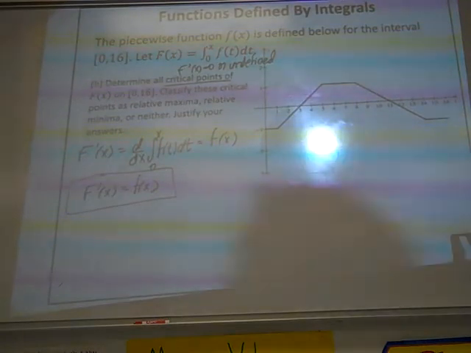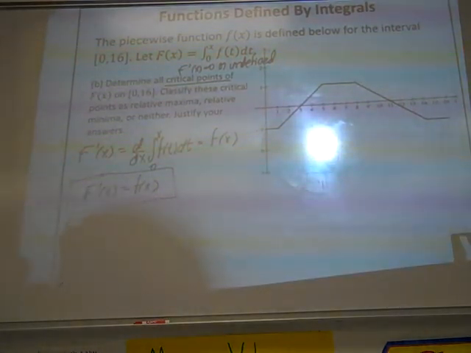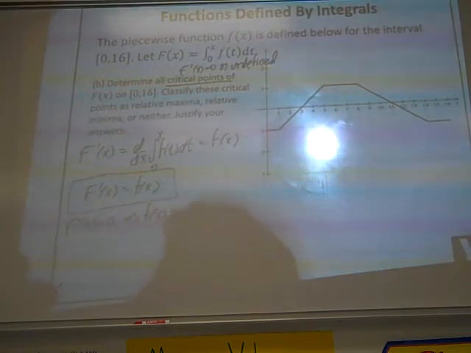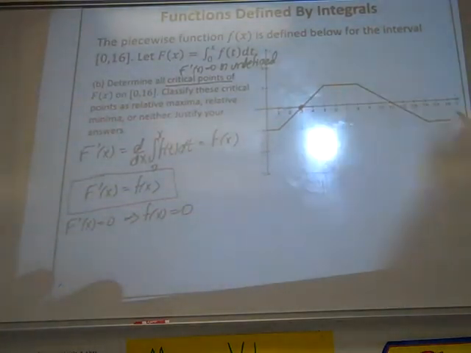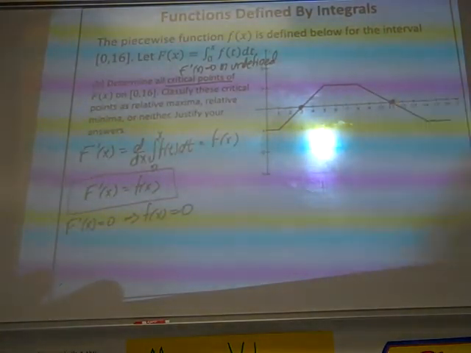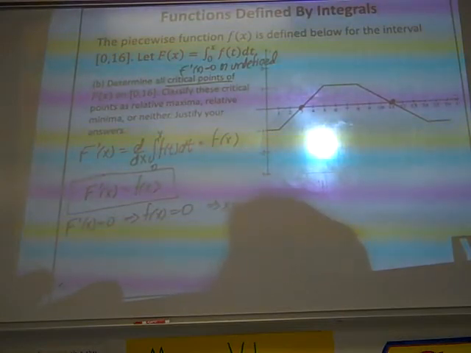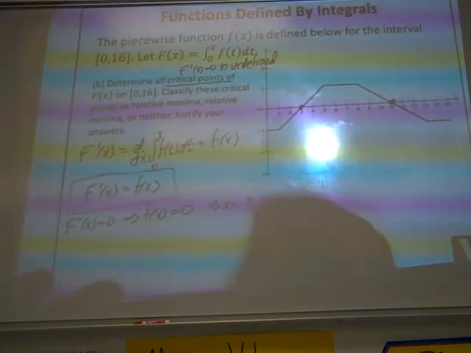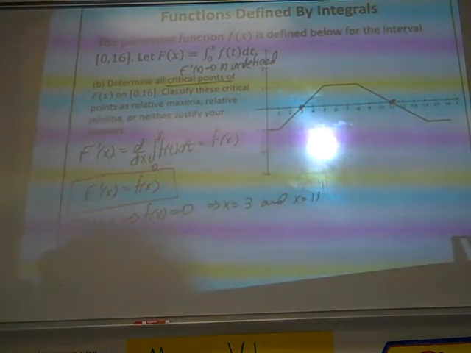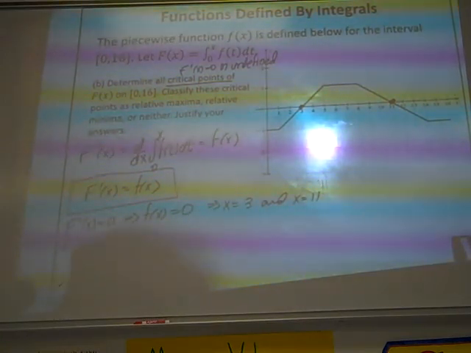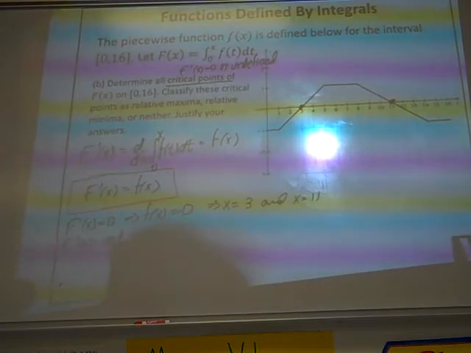So we want critical points. If big F prime of x is equal to 0, what that really means is that little f is equal to 0. Well, where is the graph of little f equal to 0? I see it over here at x equals 3. I see it over here at x equals 11. X equals 3 and x equals 11. Those are critical points.